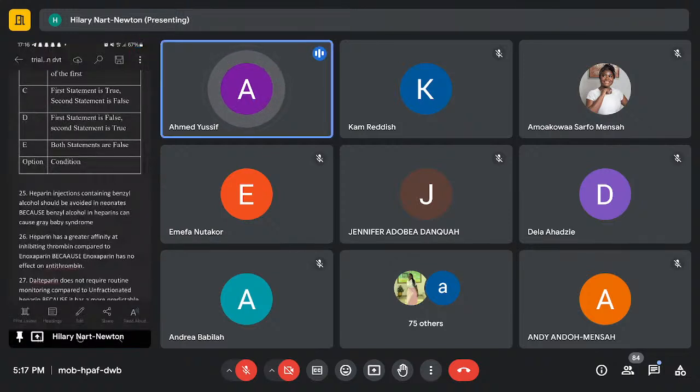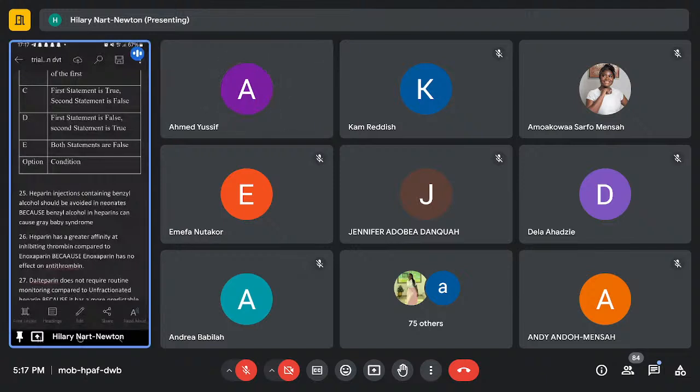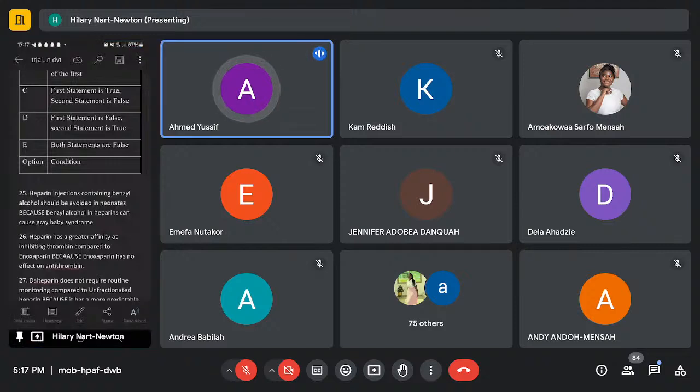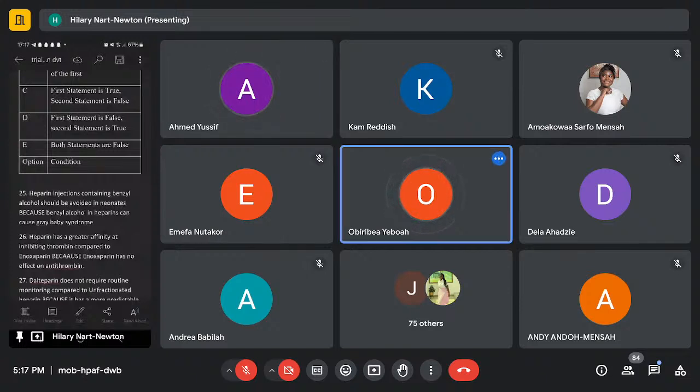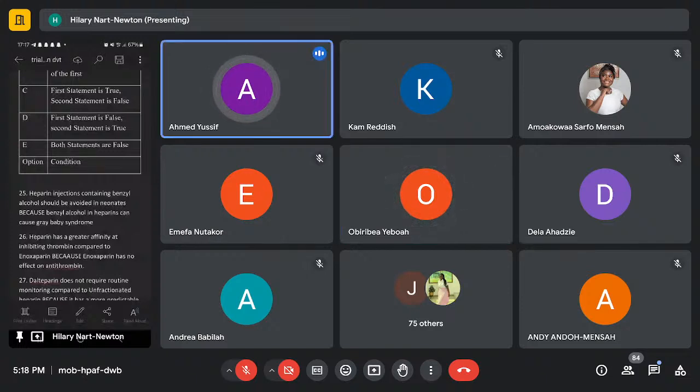So first statement, is it true or false? Heparin containing benzyl alcohol should be avoided in neonates. The first statement is true. Okay, so the first statement is true. What about the second statement?